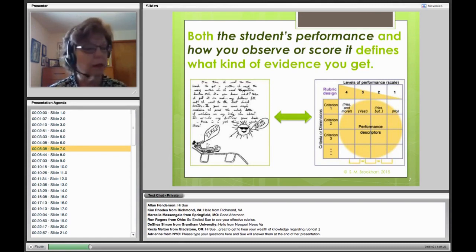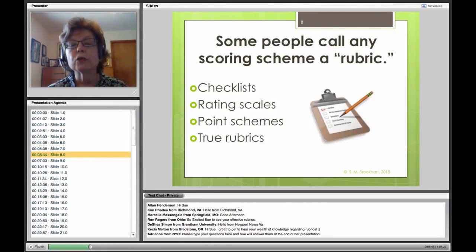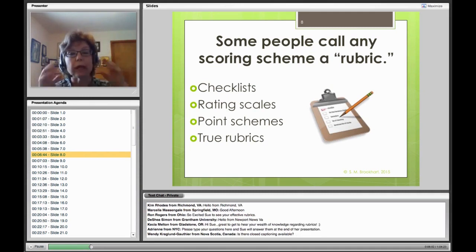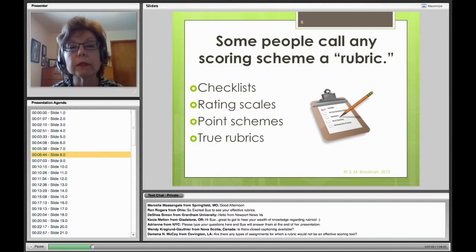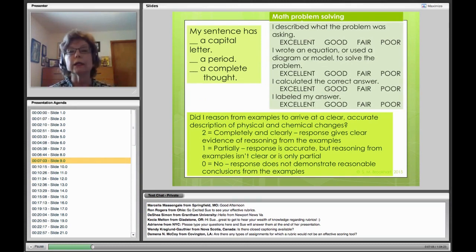performance task. Before we go too much farther, I want to clarify what I mean by rubric, because some people call any scoring scheme a rubric. Checklists, rating scales, point schemes, true rubrics, and I want to make sure that you know that in this webinar we're talking about true rubrics. So here's an example of a checklist, a rating scale, and a tiny but actually true rubric. I hope that you are looking at those now and trying to figure out which one is which.